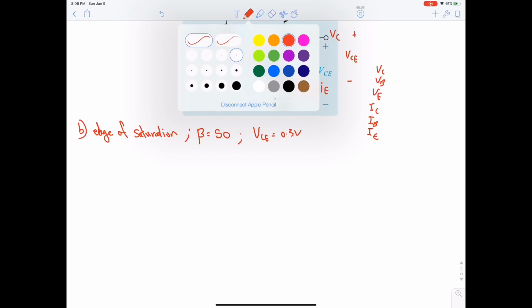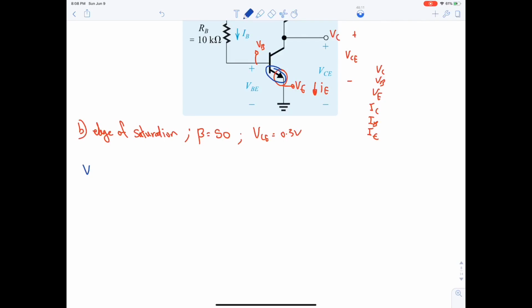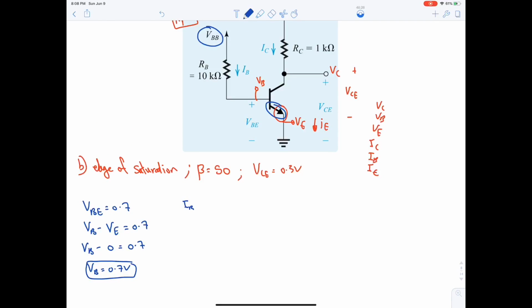Let's continue. How do we usually start? We start with VBE equal to 0.7 and then we open it. VB is unknown, VE is grounded, hence VB is equal to 0.7 volt. Now let's find IB. VBB minus VB over 10K, but we got stuck because VBB is unknown. Let's open VCE. VC minus VE, which is grounded, equal to 0.3, hence VC is equal to 0.3 volt.